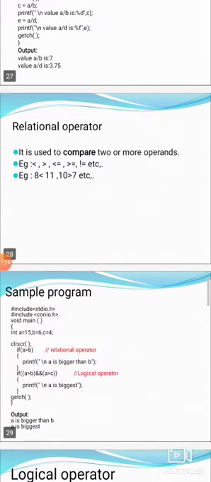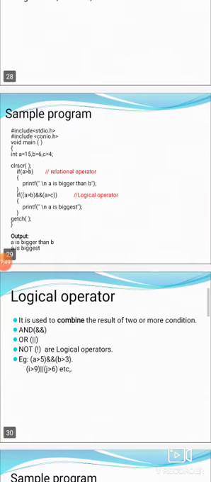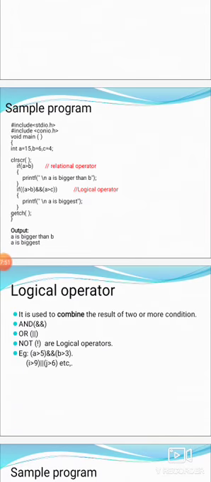Then the relational operator. The relational operator is used to compare two or more operands. Some of the relational operators are less than, greater than, less than or equal to, greater than or equal to, not equal to. Examples given: 8 less than 11, 10 greater than 7. This is how you can perform relational operations. A sample program is given for relational operation.